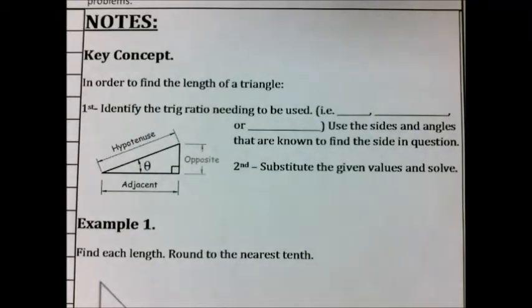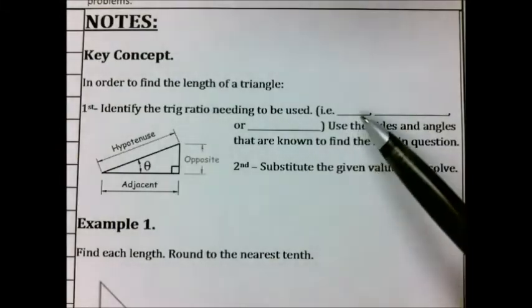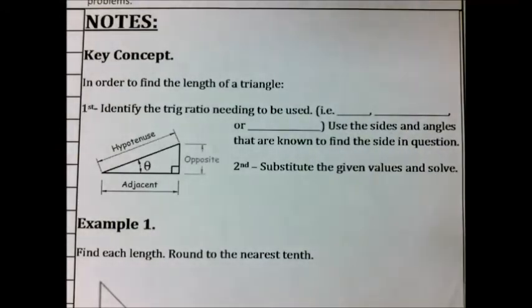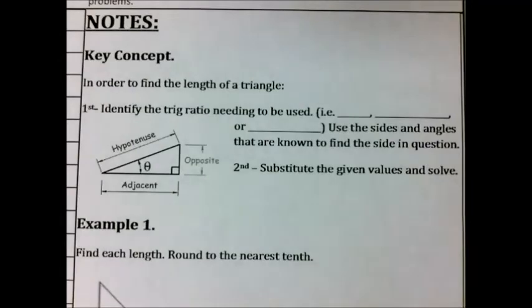Okay, so in order to find the length, we're dealing with sides now. In order to find the length of a triangle, the missing length, we need to first identify the trig ratio needing to be used. Remember, that was SOHCAHTOA. Okay, sine dealt with opposite over hypotenuse. The cosine dealt with adjacent over hypotenuse, and tangent dealt with opposite over adjacent. Okay, now the trig right here, what you're putting there is for sine, cosine, or tangent. Those are our three trig ratios.